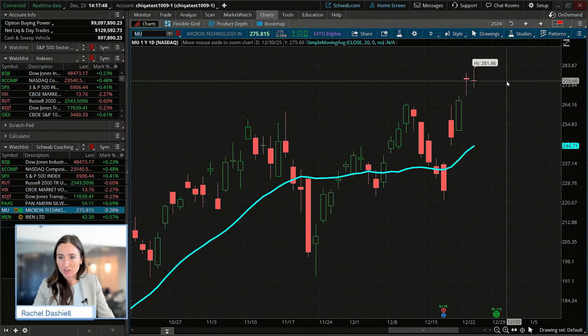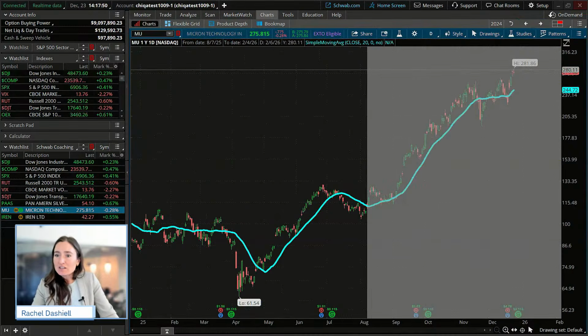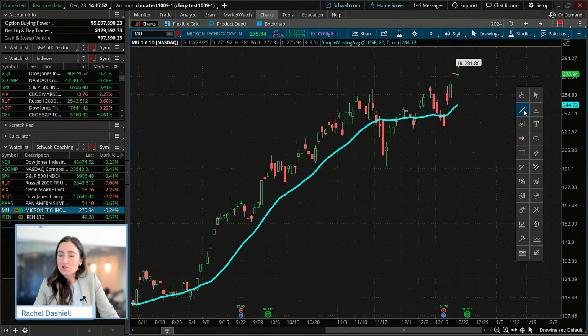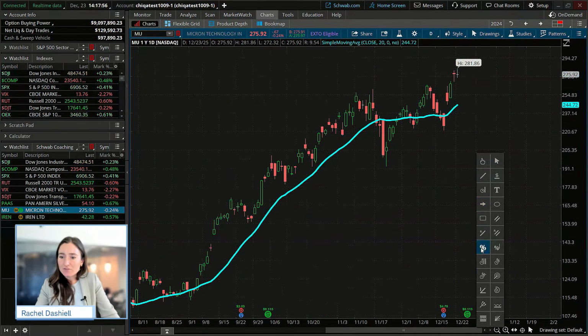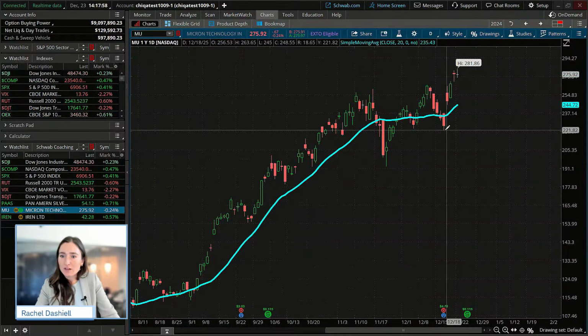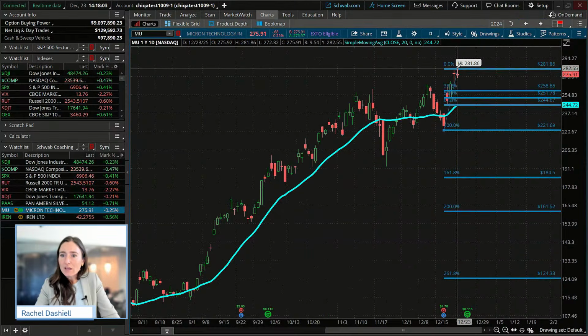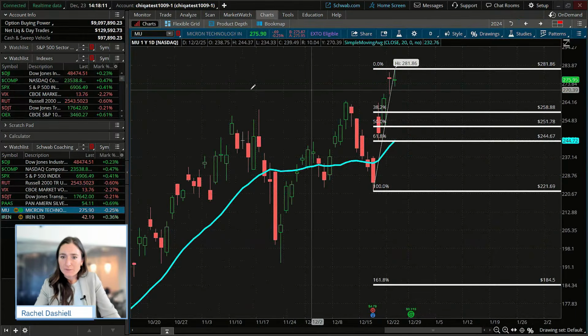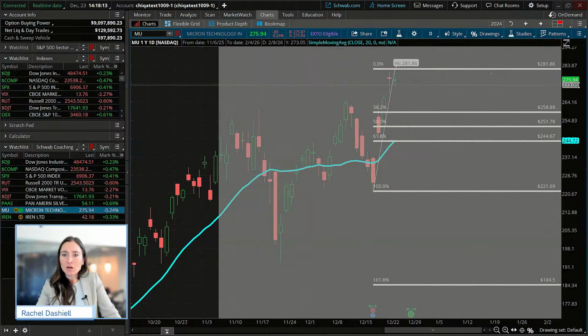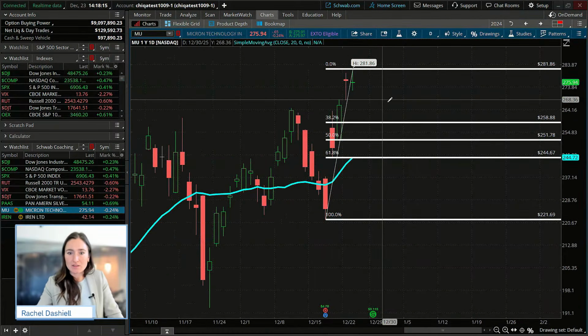So let's take a look at this one here. We're just going to take a recent swing low to a recent swing high. So let's activate that Fibonacci retracement tool. Let's take that recent swing low at 221 and reach the high of today, which was 2186. And I'm going to zoom in here. Okay. So this is going to give us a couple different levels that we could look at in this case.